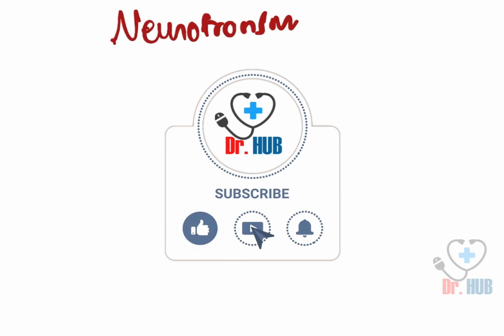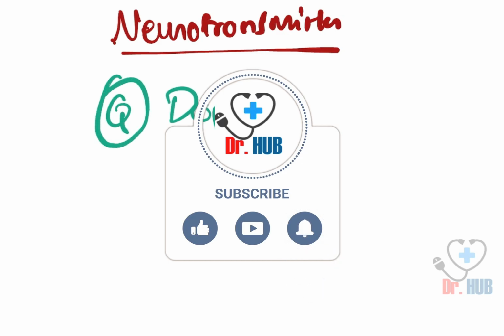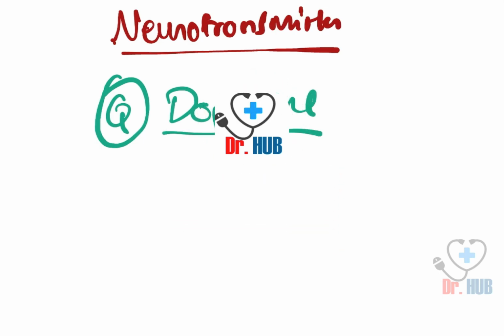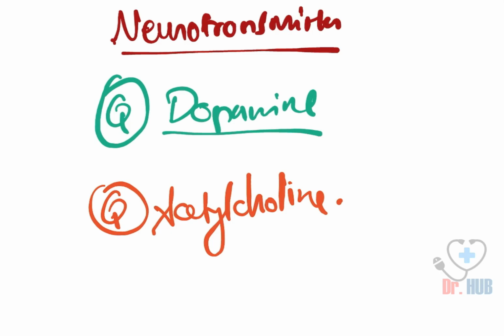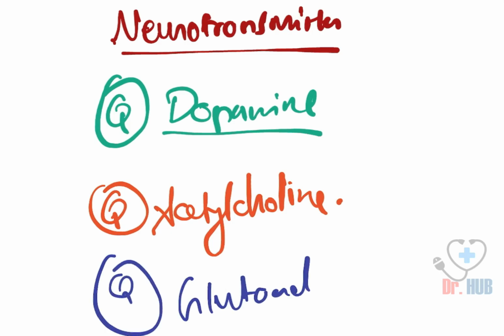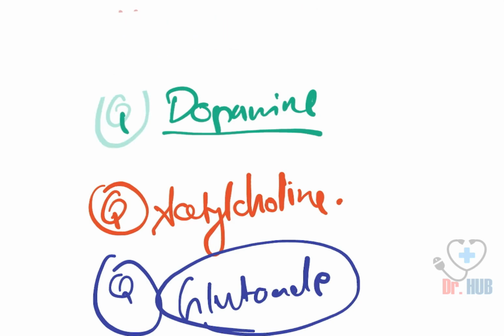Neurotransmitters. To start off, a few questions: what is dopamine, and which disorders is it changed in? The next question is, what is acetylcholine? Next, what is glutamate? And tell me the conditions and the functions of this neurotransmitter. We'll find out the answers to these questions and learn a lot more in this video.